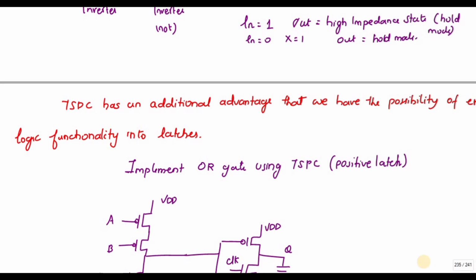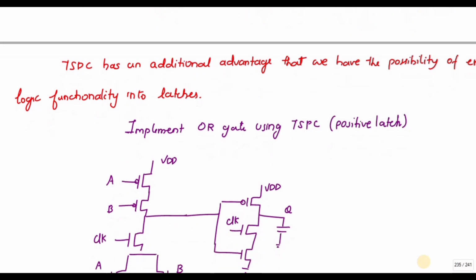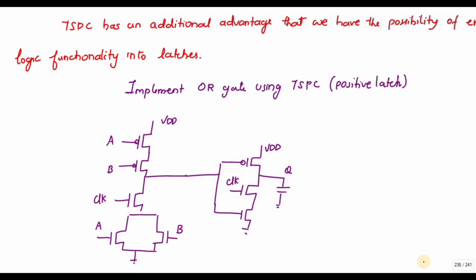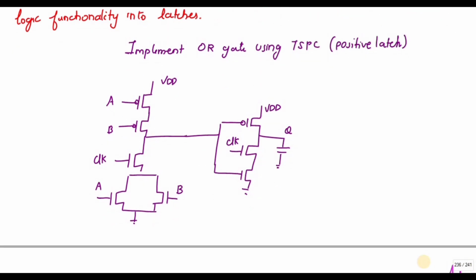So with the help of this TSPC, I have an additional advantage that there is a possibility of embedding logic functionality into the latches. So I can implement any logic like logic gates. I'm going to implement the OR gate using the TSPC positive latch. So I'm going to use a positive latch. So you can see, here I have a pull-up network and this is a pull-down network, and I have a clock. So this is also an inverter. Okay. Inverter, I have a clock here.